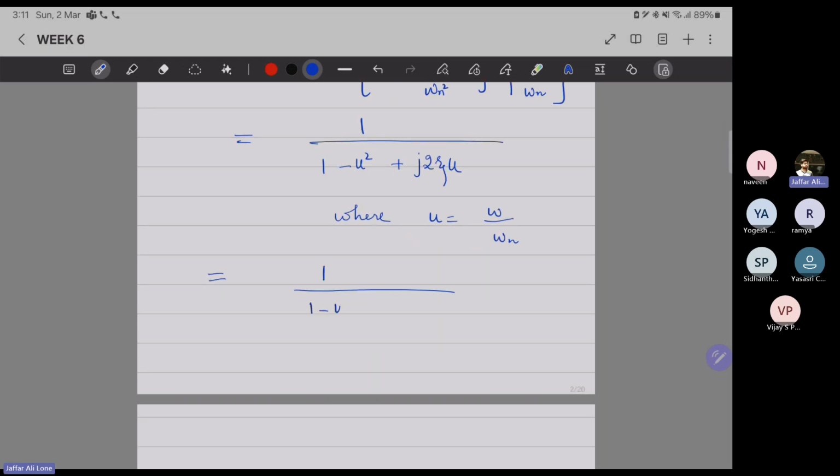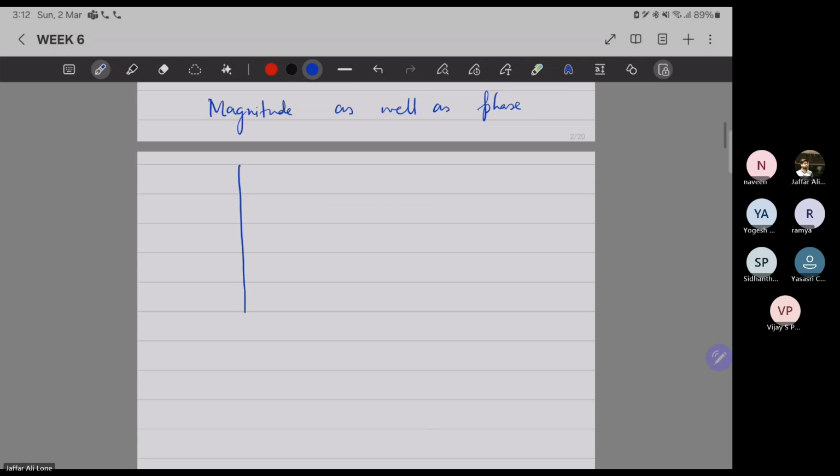1 over 1 minus u square plus j 2 zeta u. So this is a complex number, right? And we know a complex number has a magnitude as well as phase. Let me denote the magnitude as m. If I hypothetically plot this magnitude, with m on one axis and omega on the other, it will be something like this.